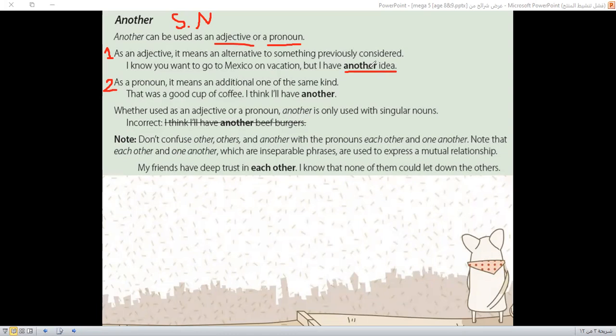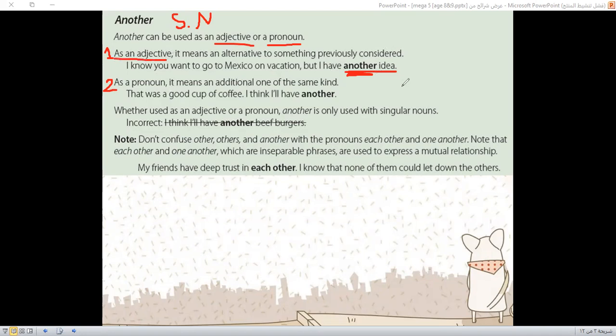Pay attention to that question. You might have a question in the exam like this. I will make this a blank, and I will give you options. Is it another, is it other, or others? Others, you know it can never be added to something, so it's out of the options. You have another and other left. Other, you know that the noun after it must be plural. Is this noun plural? No. Is it singular? Yes. Then I will use another.